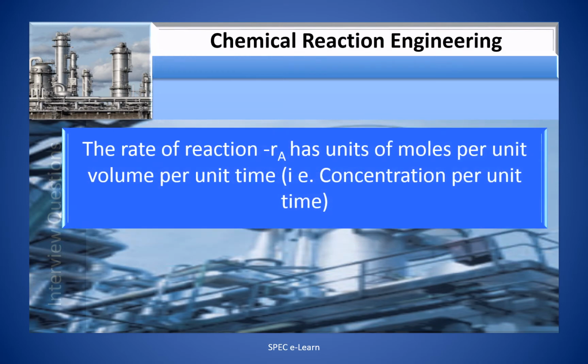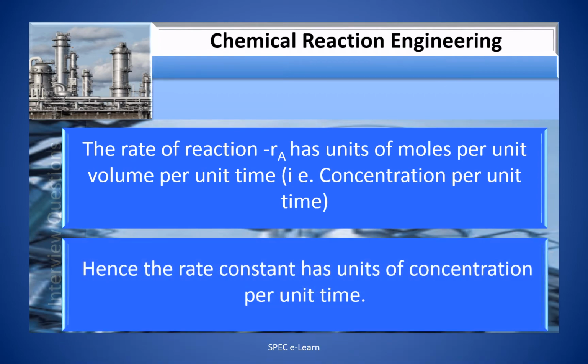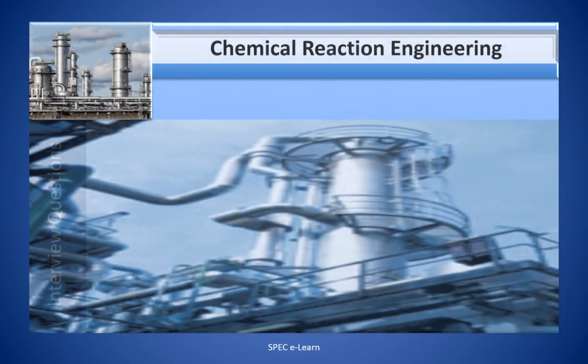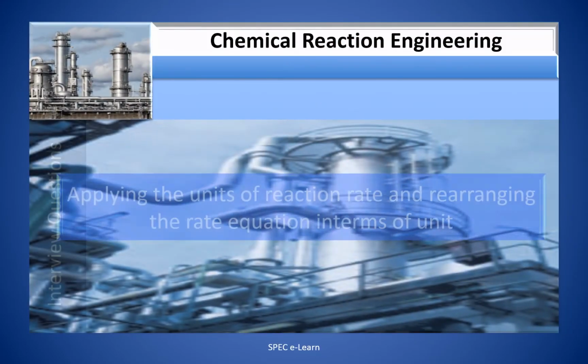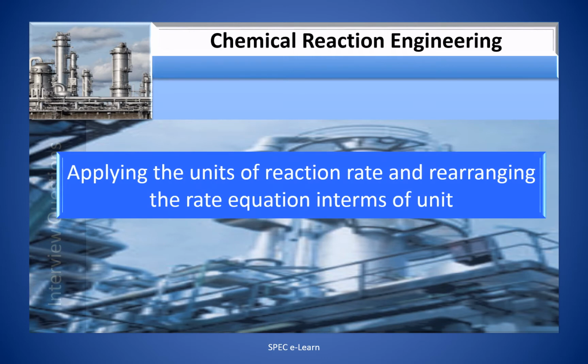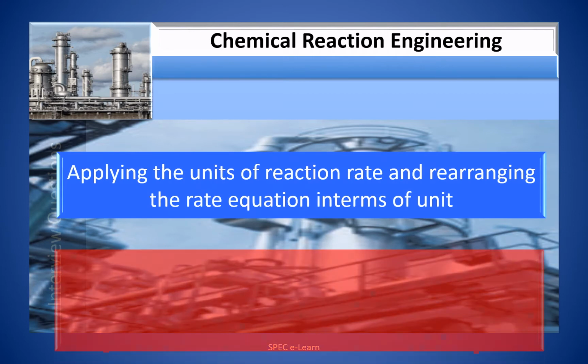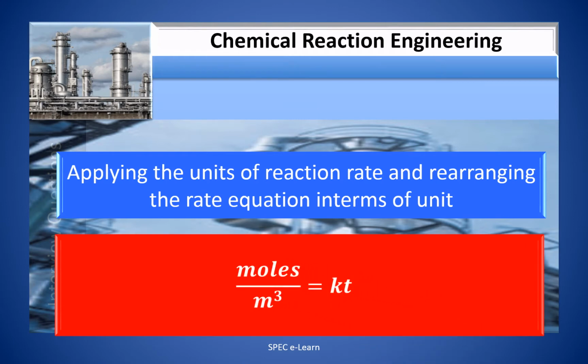The rate of reaction, minus rA, has units of moles per unit volume per unit time, that is, concentration per unit time. Hence, the rate constant has units of concentration per unit time. Applying the units of reaction rate and rearranging the rate equation in terms of units, we get moles per meter cube equals rate constant times time.